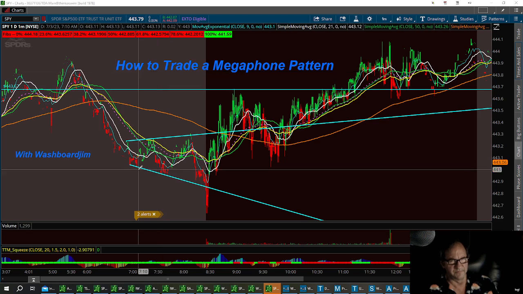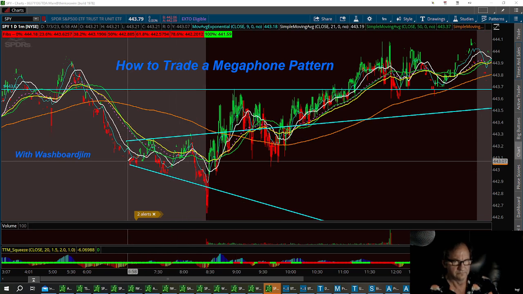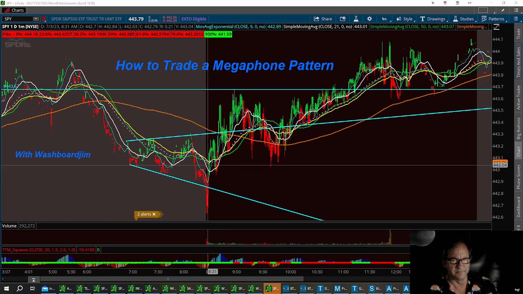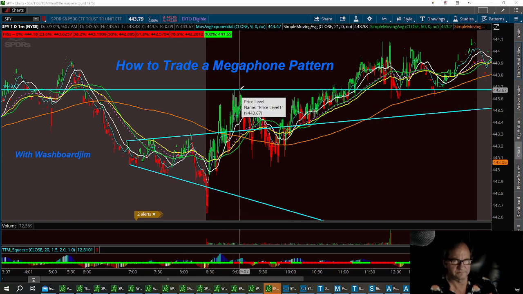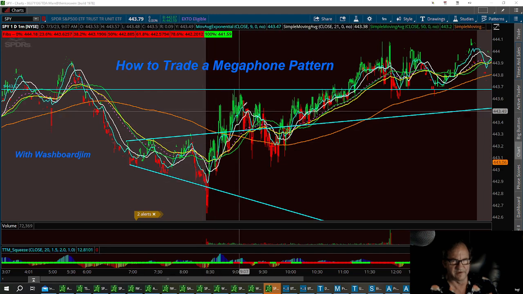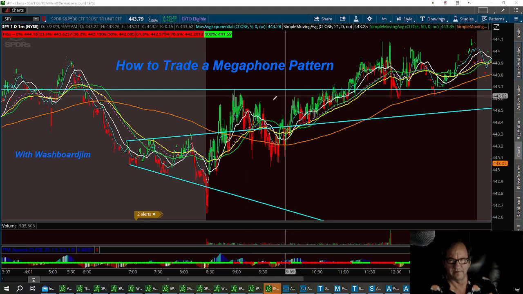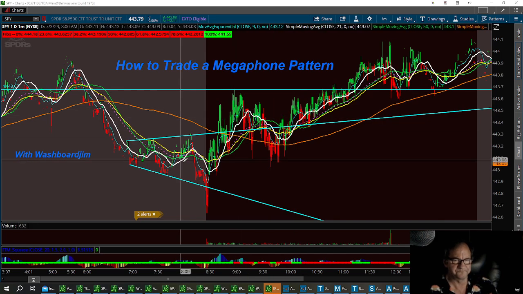A Megaphone Pattern is when you have two diverging lines that broaden out. In this case we had a triple bottom, and I probably called that out Friday morning. Say, hey folks, we've got a triple bottom, we're going to have a breakout. Boom, back up to the pivot point area, and that's exactly what happened.